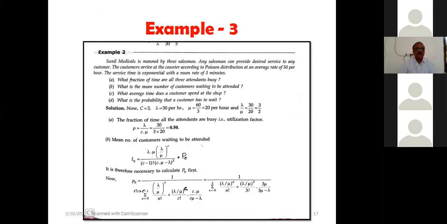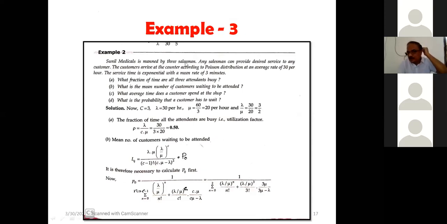Let us see the example based on this model. Again, I have considered 2 examples. Let us see the first example. Here, Sunil Medicals is manned by 3 salesmen.